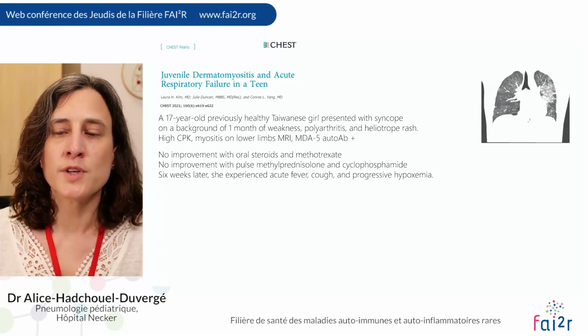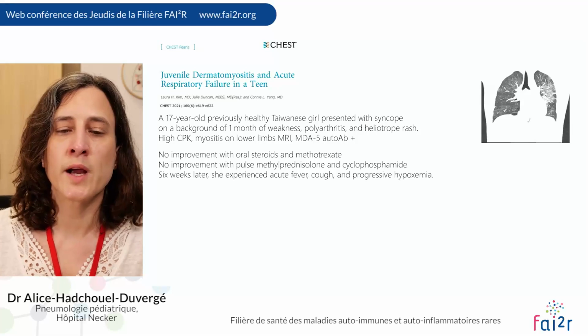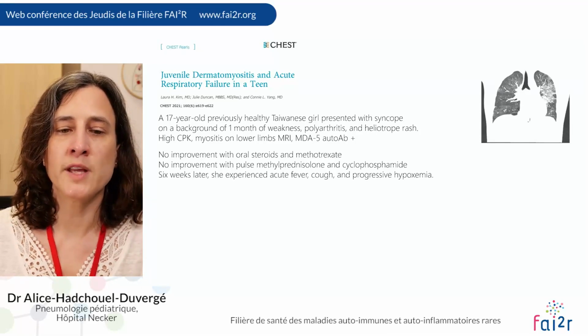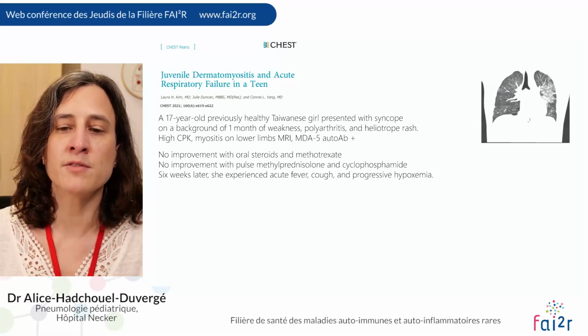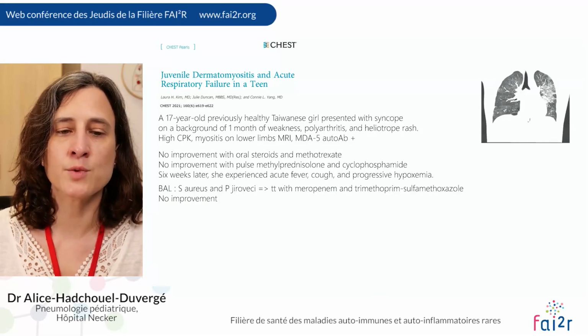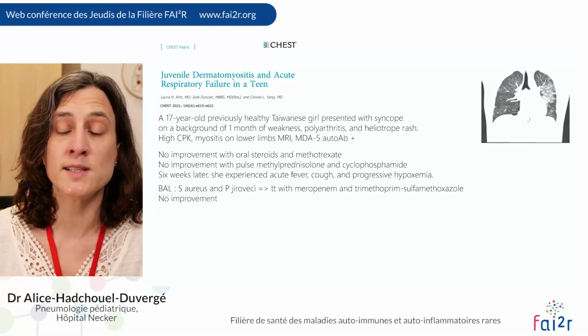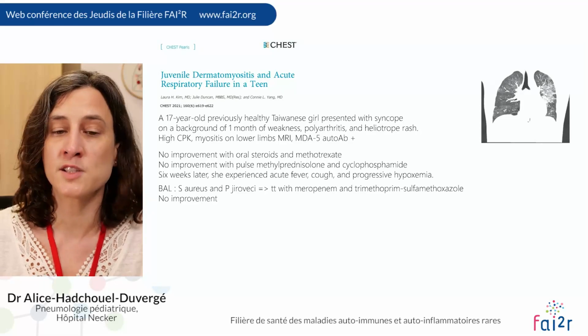She did not improve with the first-line treatment, which was oral steroids and methotrexate. Then the second line of treatment was pulse methylprednisolone and cyclophosphamide, but she did not improve either. And 6 weeks later, she developed cough, progressive dyspnea with hypoxemia, and acute fever. Her chest CT scan was not normal. She had a BAL to exclude an infection, which showed Staphylococcus aureus and Mycoplasma. She was treated with meropenem and Bactrim, but did not improve as well.